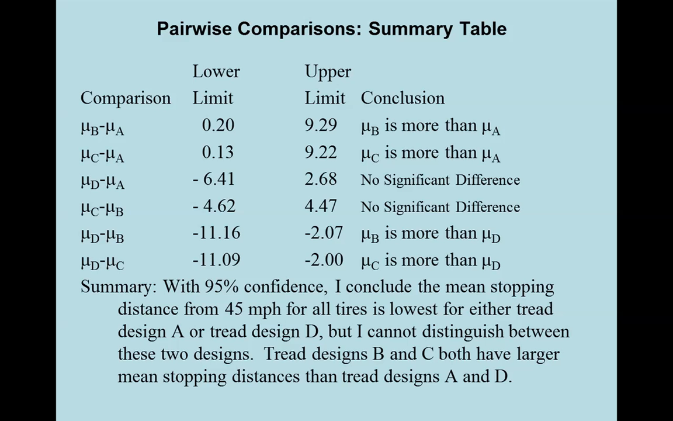Both are positive, so when you subtract and you get positive numbers, that means the first value, mu sub b, is going to be more than the second value, mu sub a. So that would be our conclusion.